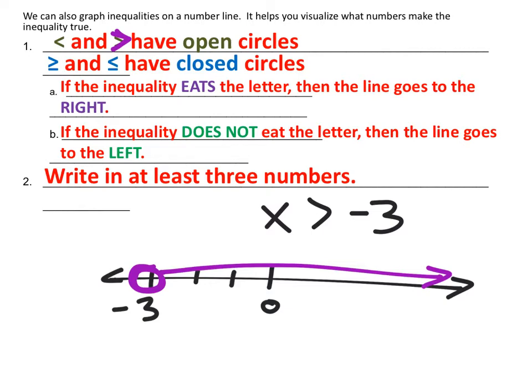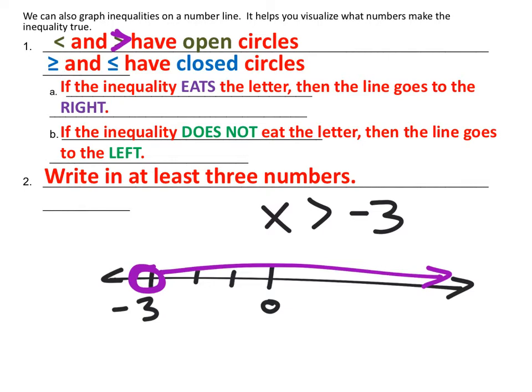When you graph it on the homework, it would just be over the line. But all the values underneath the purple line right there would make the original inequality, and this one we have, x is greater than -3, true. And then we put an arrow on that line to indicate that it goes on forever and ever and ever.